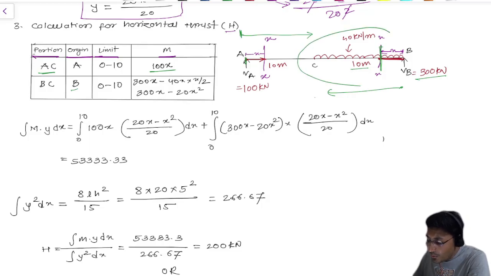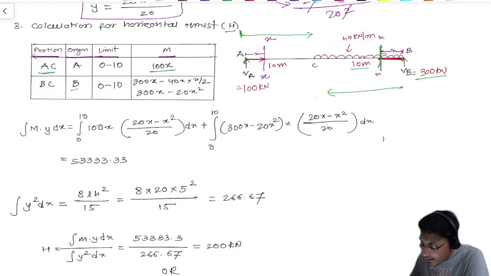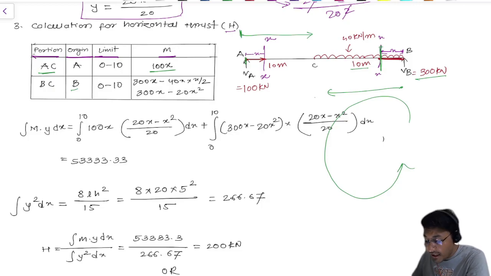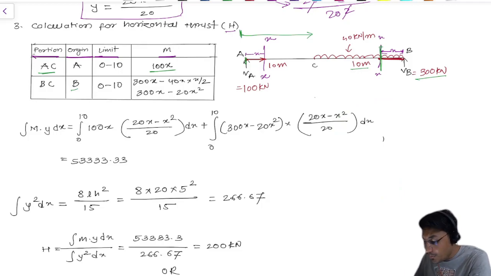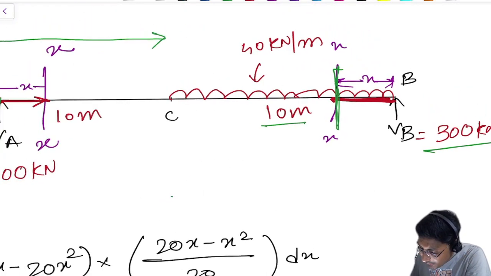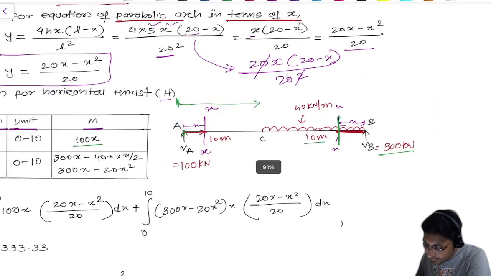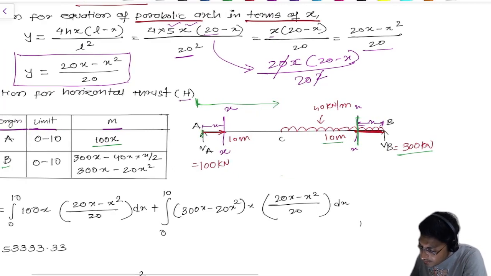Now in this section we only need to take the moment. So just take 300. See, VB is going anti-clockwise, but it will act as positive. Why? Because we are doing the backward calculation. So VB gives 300 into X, because we are taking moment at only this point. Understand? So that's why I mentioned 300 into x.